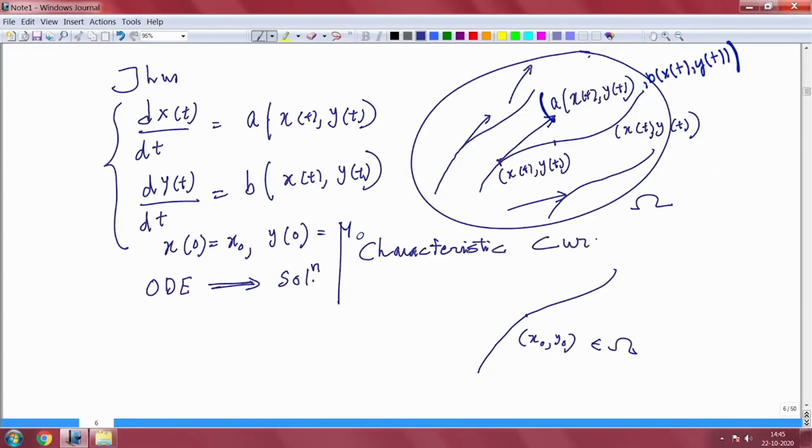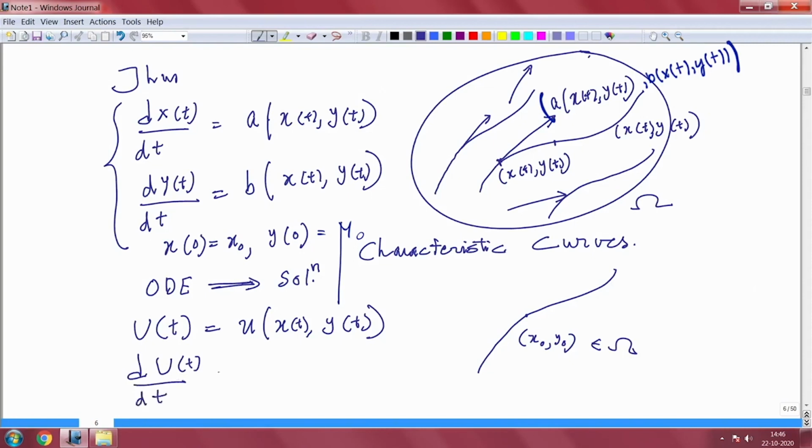Characteristic curves. Okay. And what happened to u? So, again define u along the curve. Once you have obtained a curve (x(t), y(t)) in omega, you restrict u to the curve. So, u(t) is equal to u(x(t), y(t)). So, I am restricting my solution to that curve. So, you will get a one variable function with respect to the parameter t, and now compute du by dt.